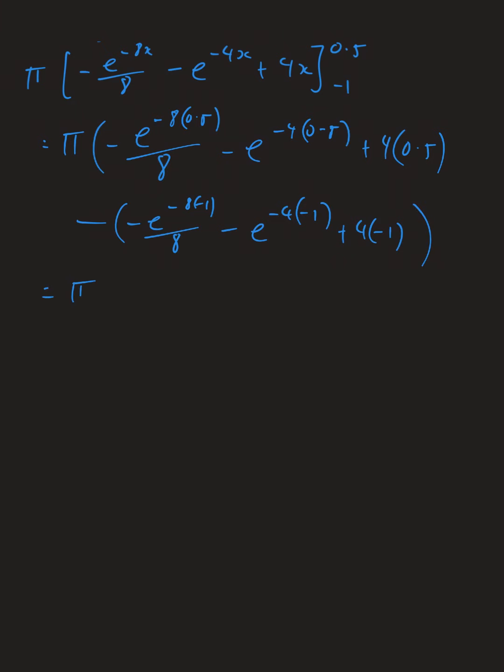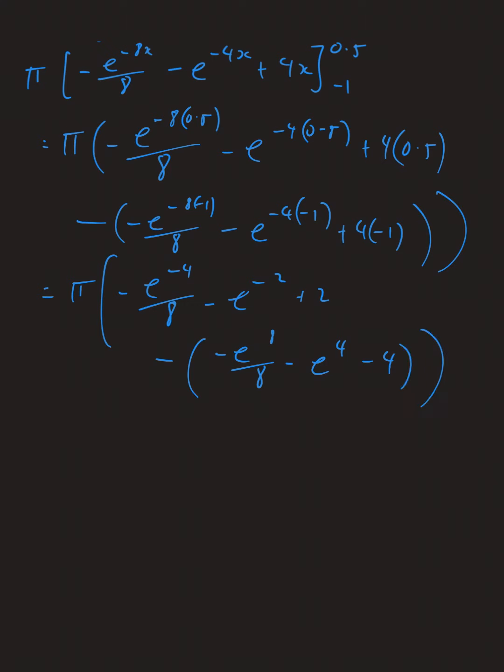So that's equal to pi, there's another bracket there, pi times minus e to the power of minus 4 over 8, minus e to the power of minus 2, plus 2, minus e to the power of 8 over 8, minus e to the power of 4, minus 4.